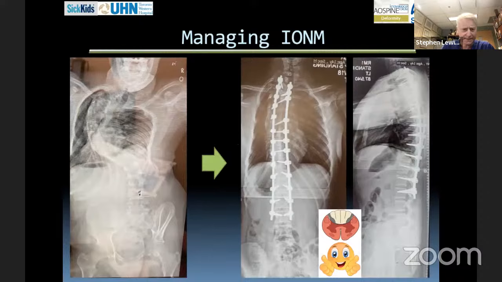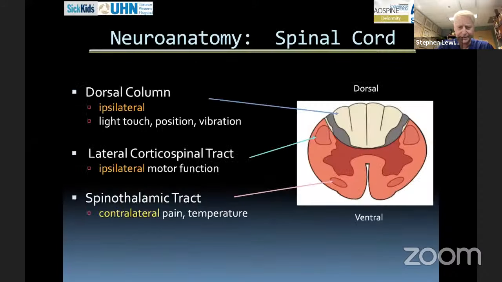So this is a 16-year-old boy. We had a lot of significant changes during surgery, but we're still able to have a happy spinal cord and a nice correction. How can we do all that, really interpret the changes we have, and manage them? So we'll start at the basics, with the neuroanatomy.